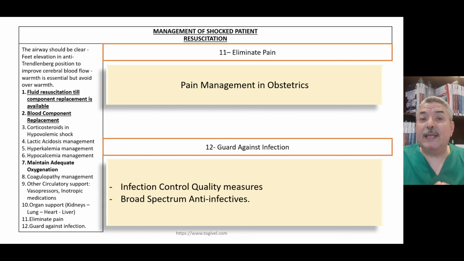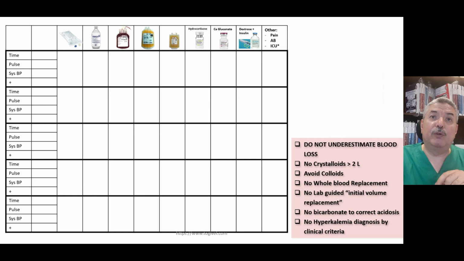And you have to guard against the infection, as we said, because in all types of shock there is tissue hypoxia and tissue ischemia. And as we said, the maternal immunity is reduced. So the mother is more prone to infection. So we have to give broad spectrum antibiotics. And you have to obey all infection control policies in the place you work in.